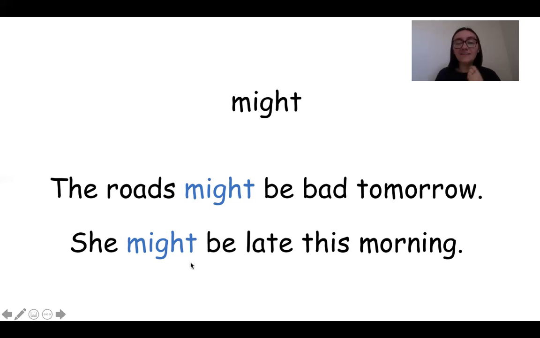Or she might be late this morning. Like if I was friends with my coworker and she stayed out all night the night before and she hasn't come to work yet, my boss is like, "Hey, where is Tiffany?" I'm like, "Oh, she might be late this morning." There you go. You use it to tell people, "Oh, this is something that can or will not happen. I don't know. It's a probably, it's a maybe."